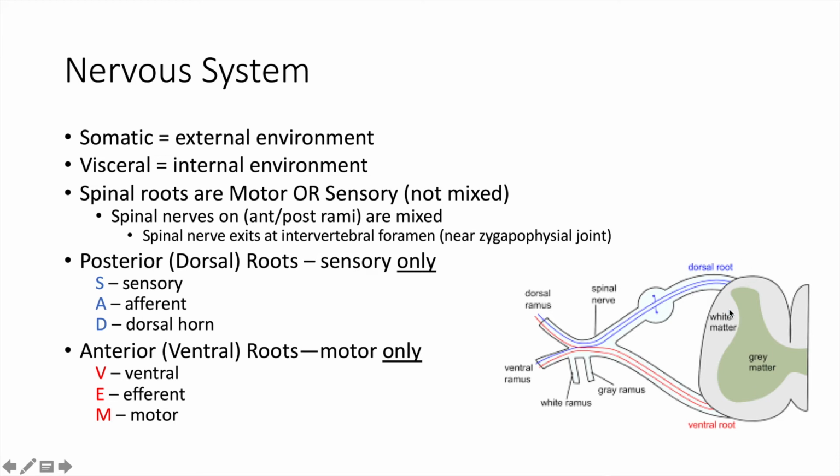So here are my roots. You can see it's either red or blue, but not both at the same time. That's going to be motor or sensory. Here's my sensory at my dorsal horn coming from there. Here's ventral, that's going to be motor only. And then as they come together at the spinal nerve, they're mixed. We've got red and blue going to our rami.